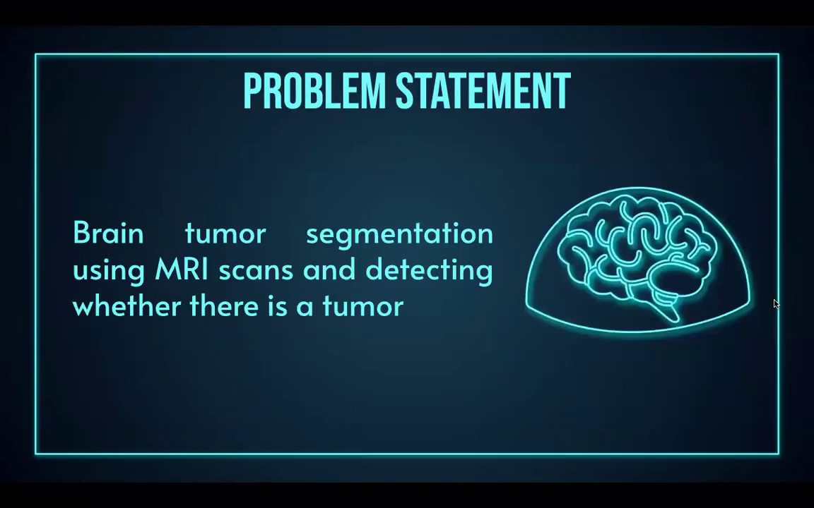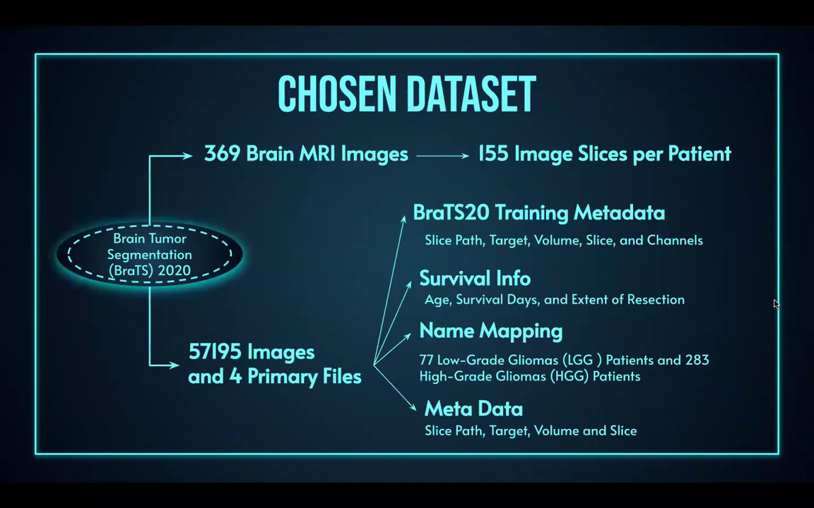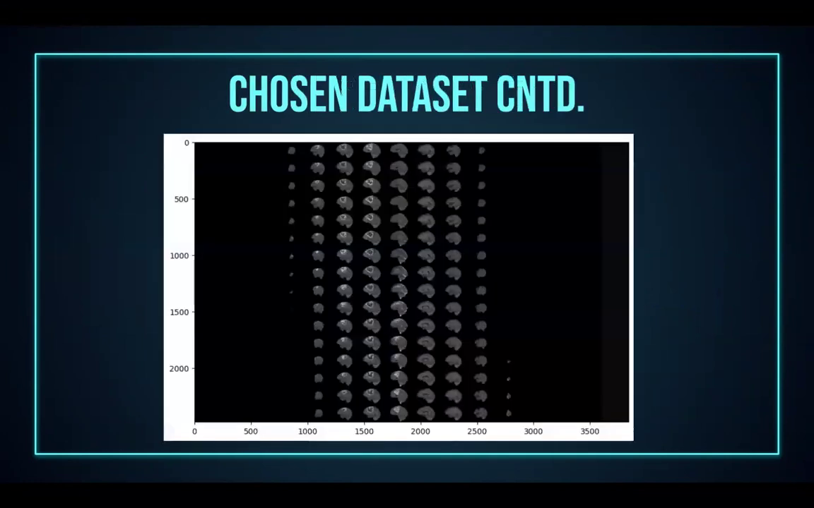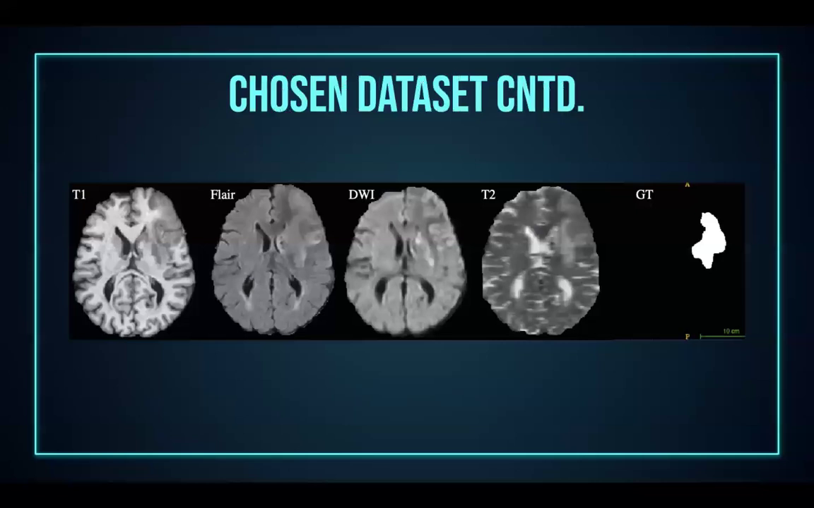Our problem is about brain tumor segmentation. We're using MRI scans to detect whether or not there is a tumor in the brain. Our dataset has 369 brain images. Each patient has 155 slices and 4 channels. This is a visualization of one patient having 155 slices, and these are the 4 channels compared to the ground truth.